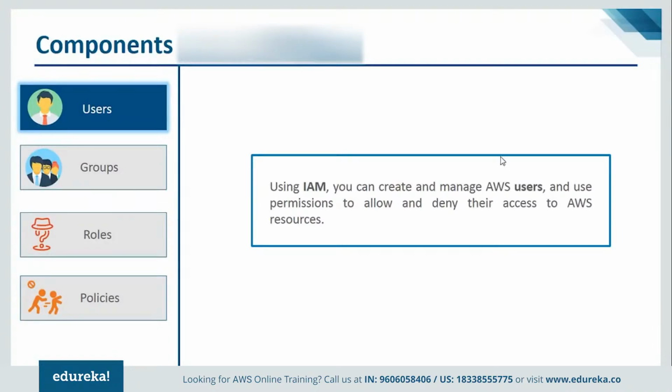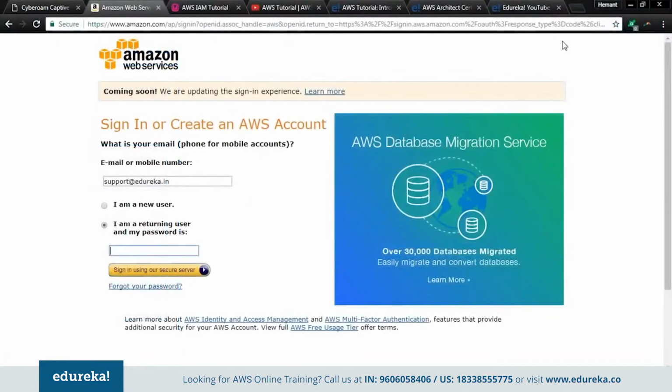Let me go to my AWS management console and show you how you can create a user in IAM. Alright guys, so this is my AWS sign in page. When you log in through your email ID and your password, that is basically your root account. So what I'm going to do right now is log in using my root account and first create an admin account for myself.